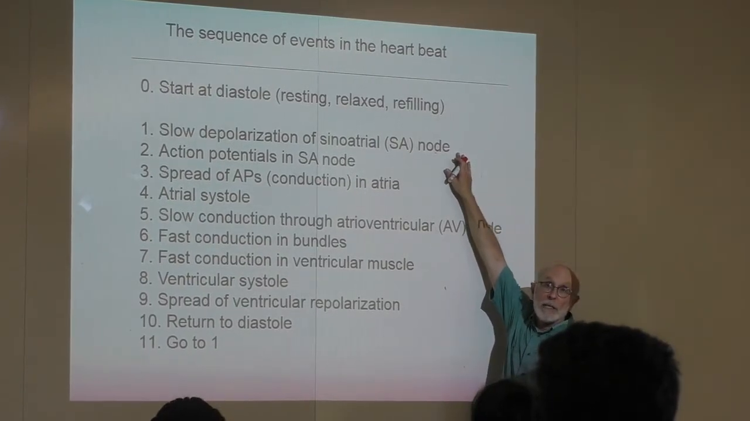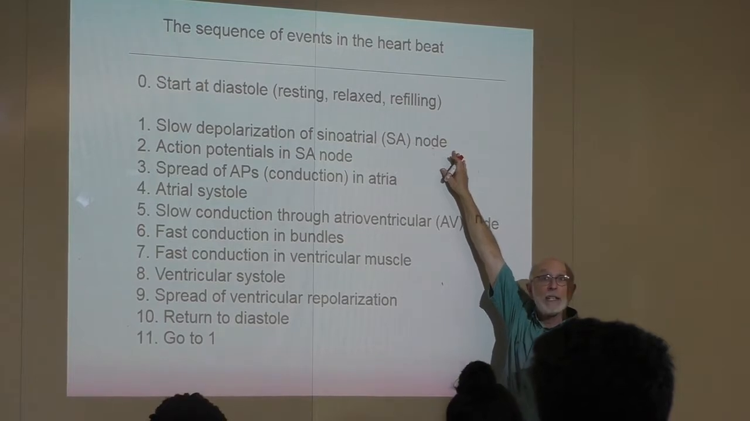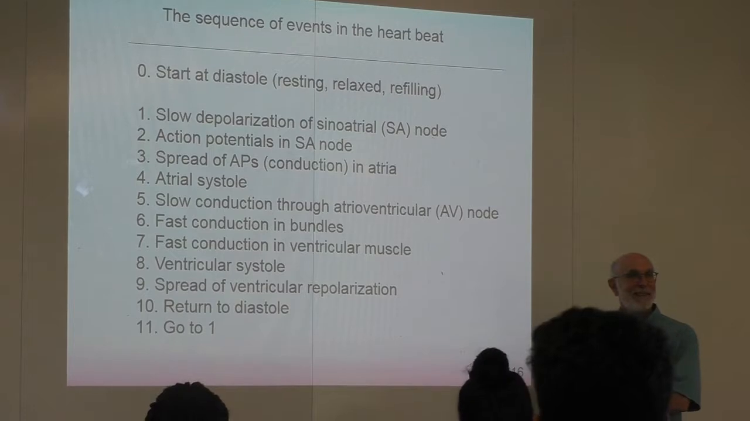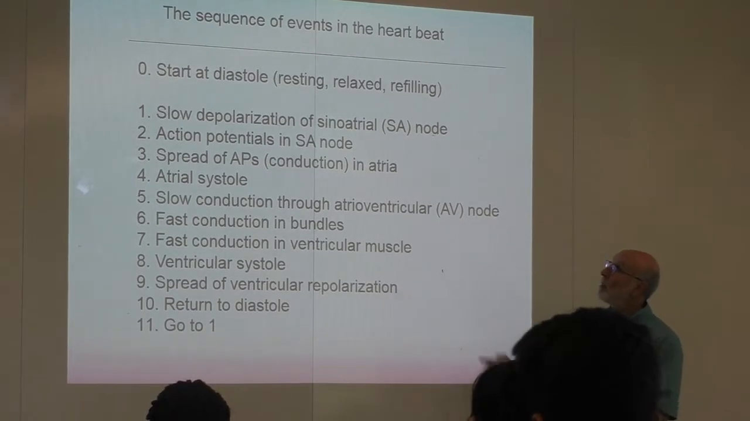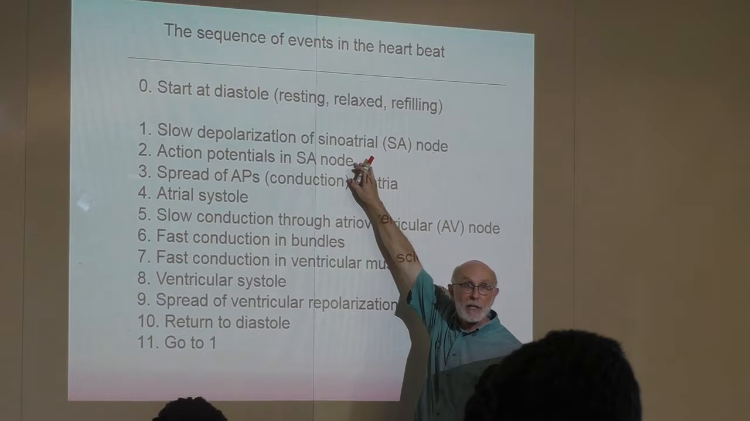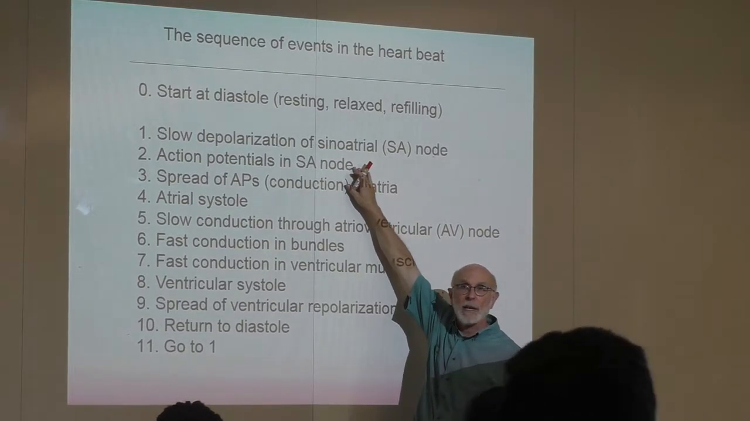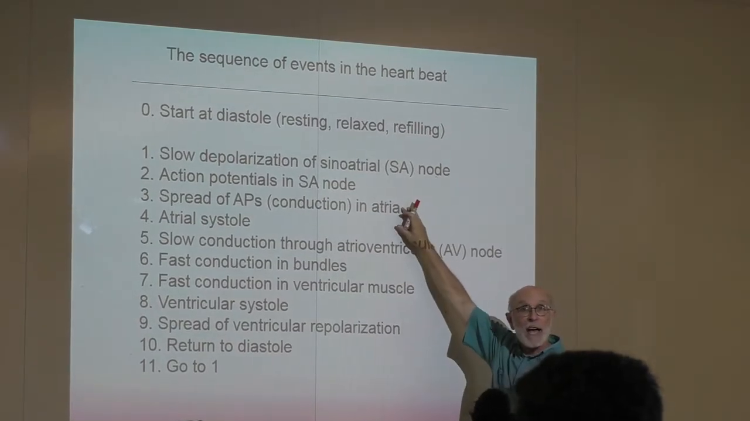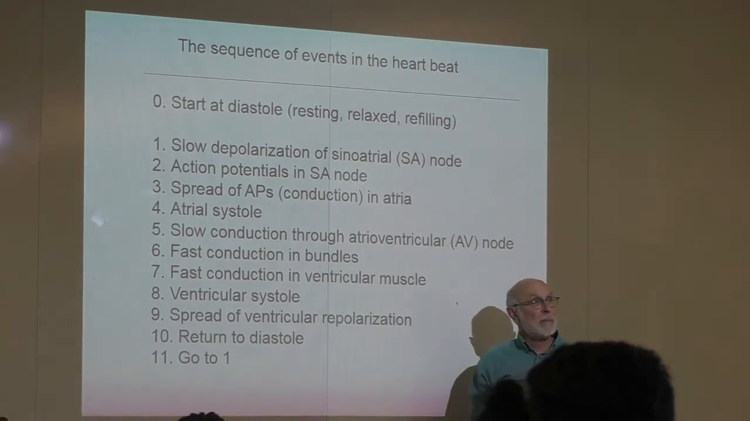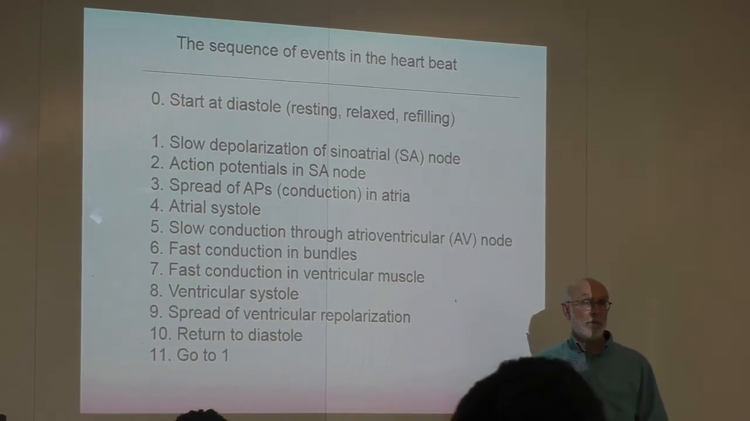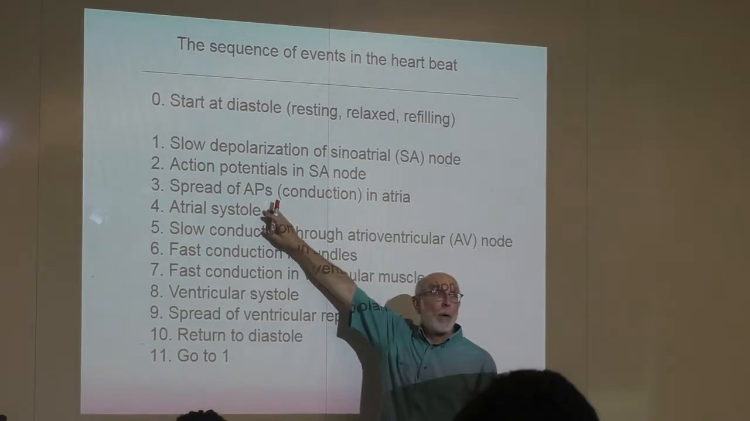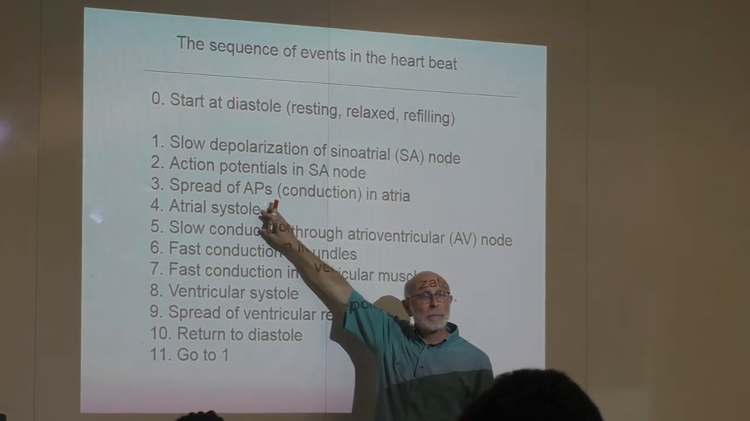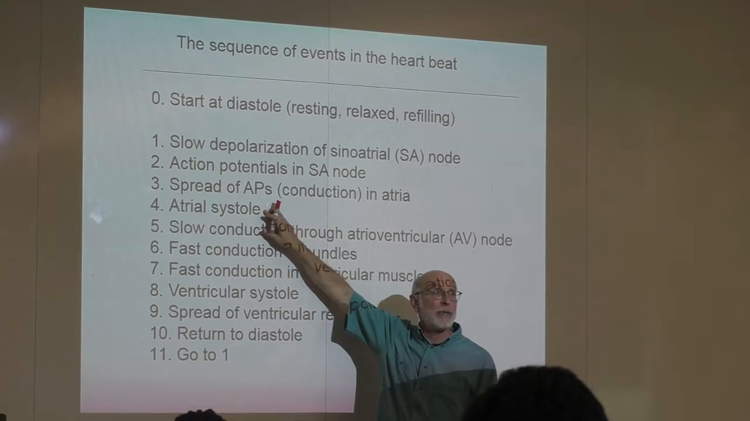The SA node depolarizes by the ion channel mechanisms that you now understand, or will understand when you work through it. The SA node fires action potentials by the mechanisms that you now understand: calcium channel dependent action potentials. Those action potentials spread throughout the atria because of gap junctions. The contractile cells in the atria contract, and we get atrial systole.